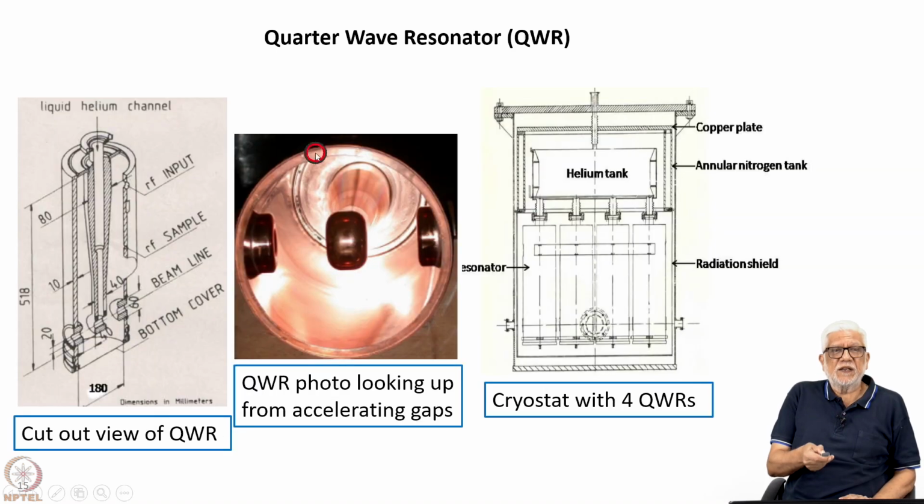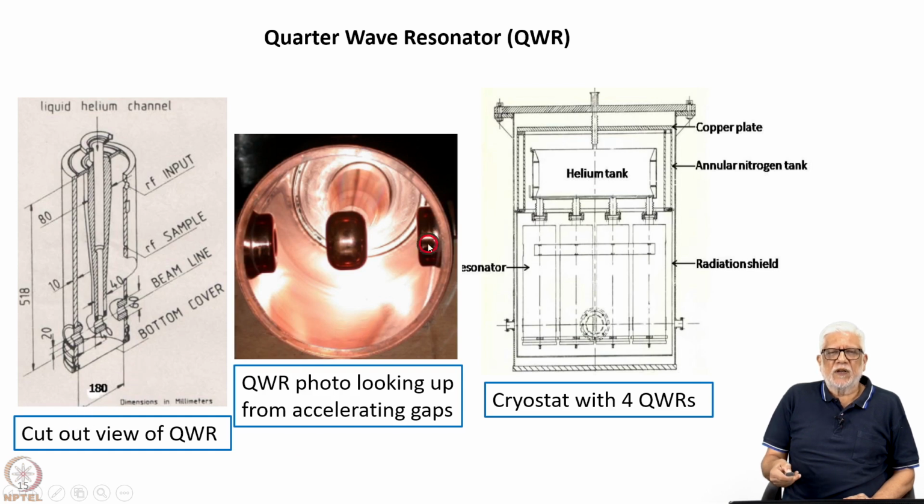This is the basic entity which accelerates particles. This is a cutout view of the so-called quarter wave resonator. So, it is these two gaps where the RF is applied and the beams are accelerated. So, this is designed for a particular velocity, about 10% of the, I think 5% of the velocity of light. But other velocity particles can also get accelerated with less efficiency.